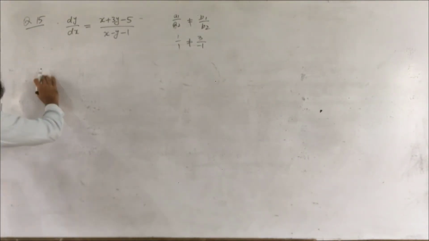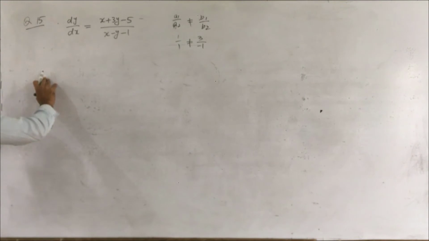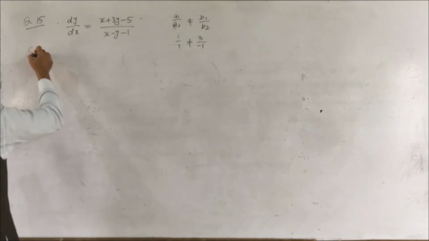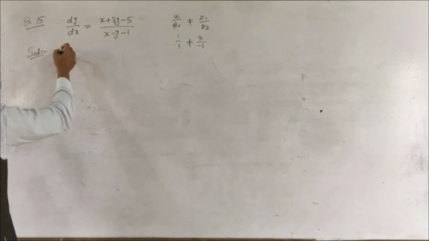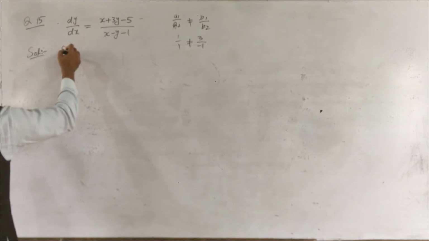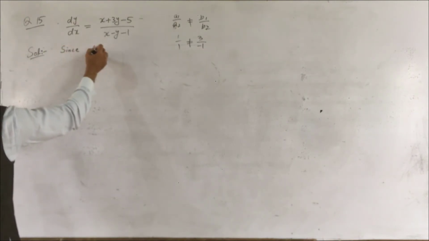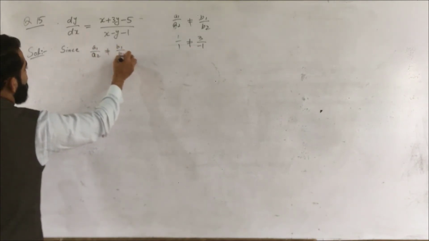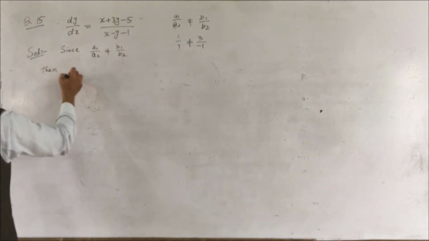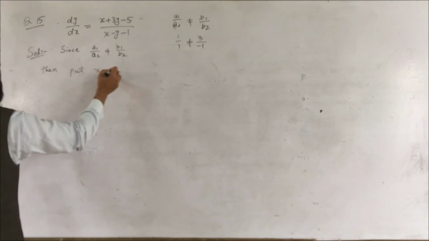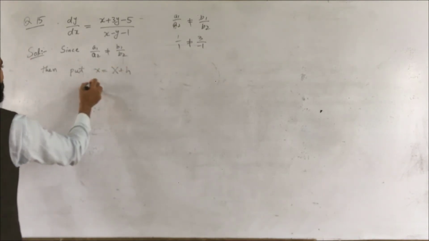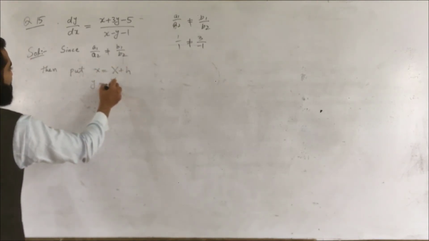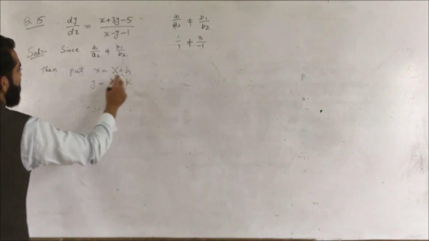So this non-homogeneous differential equation is of type number 1. Since a1 over a2 is not equal to b1 over b2, we put x is equal to capital X plus h and y is equal to capital Y plus k.